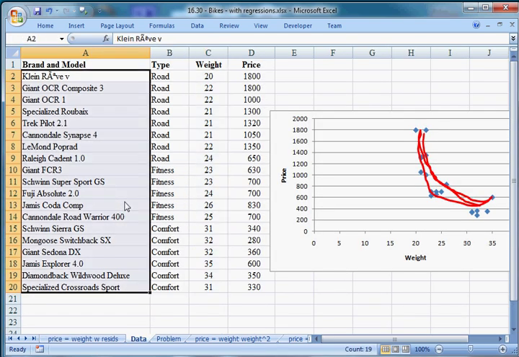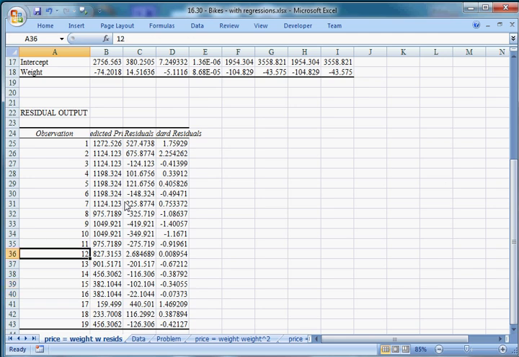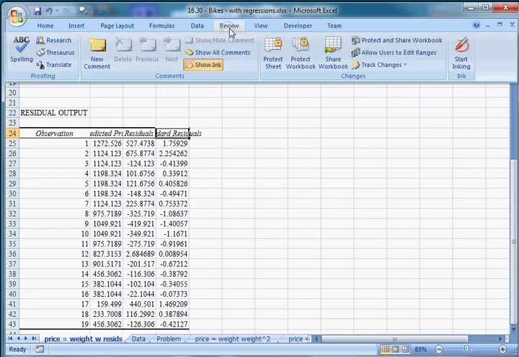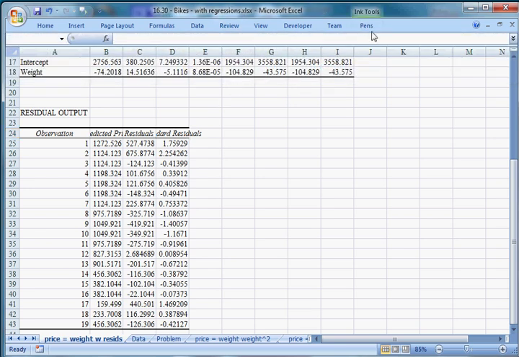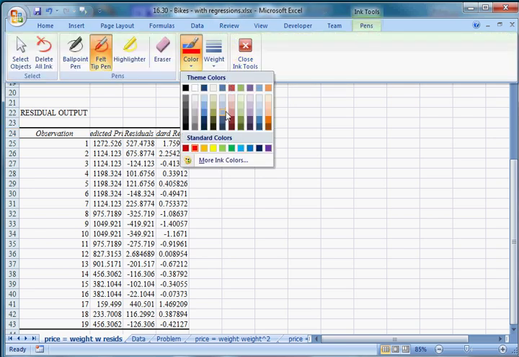Imagine those are numbered 1 through 19, and that's what these refer to. You have a predicted price, that's this right here, which is your y hat. Then you have residuals, and then you have standard residuals. Standard residuals are handy because they should be distributed standard normally, so that gives you some idea.